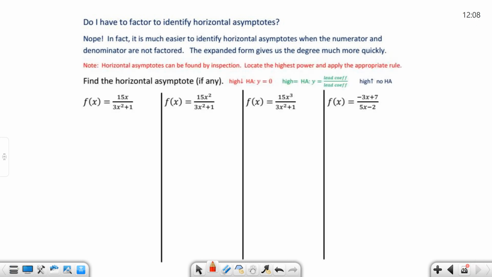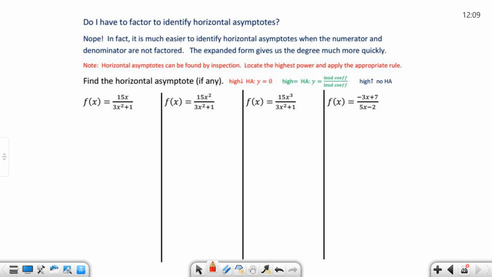All right? So I want you to note, horizontal asymptotes can be found by inspection. I already told you that. I'm going to locate the highest power and apply the appropriate rule. And I gave you the 3 rules here. The red rule: highest power is in the bottom. The highest power in the whole problem is in the bottom, the horizontal asymptote is y equals 0. The highest power is equal, the horizontal asymptote is y equals the leading coefficient over the leading coefficient. And they're respective. Leading coefficient in the numerator stays up top, denominator in the bottom. And then the highest power is up top, you have no horizontal asymptote.